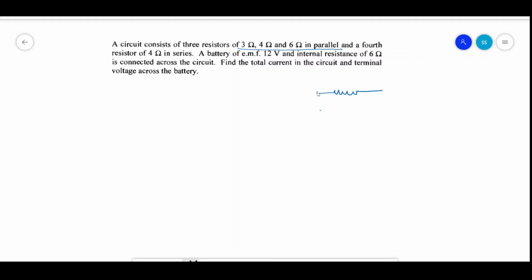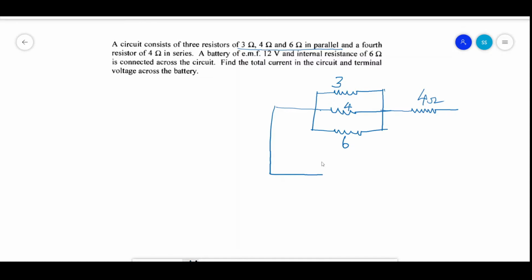3 ohm, 4 ohm, and 6 ohm. They are in parallel. And a fourth resistor of 4 ohm, which is in series with this network. And after that, it is told that this entire circuit is being supplied by a battery, which is having an internal resistance of 6 ohm.